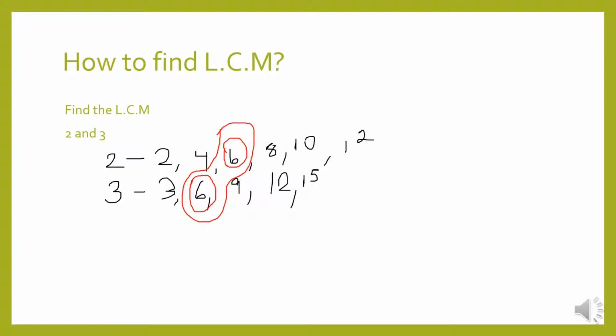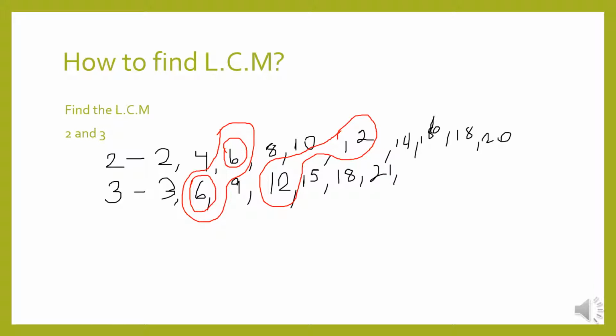Okay, as you can see here, they also have another common multiple, which is 12. And I'm very sure if I continue, we would find more multiples. Let's go on. 12, 14, 16, 18, 20, and let's go on with this one. 15, 18, 21, 24. Are we seeing that? Yes, another common multiple. Another common multiple is 18.